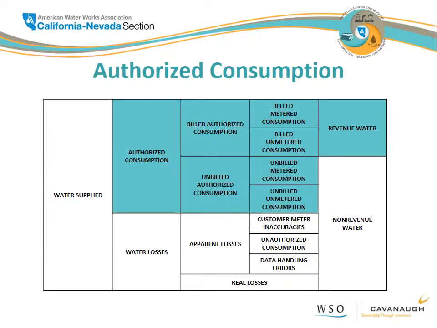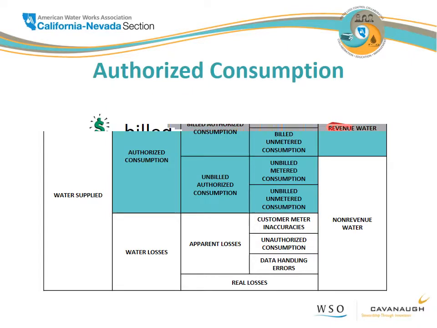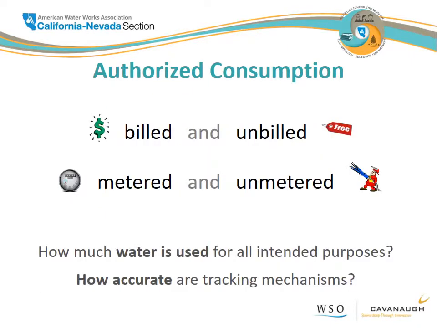With a full understanding of water supplied and an understanding of how good that data is, we're going to move on to the next biggest volume that the water audit asks of us. It's the assessment of authorized consumption. As we know, authorized consumption comes in a variety of different forms. We've got some authorized consumption that is billed and metered. Other authorized consumption is neither billed nor metered, and every permutation in between.